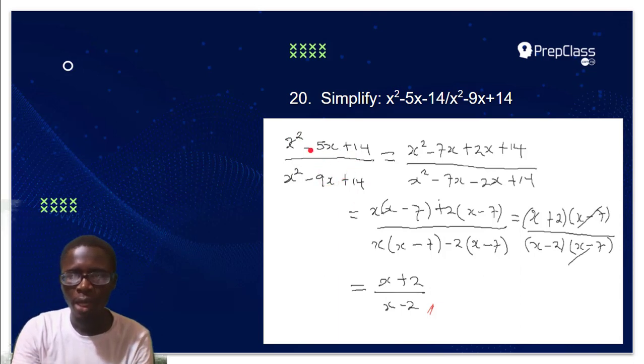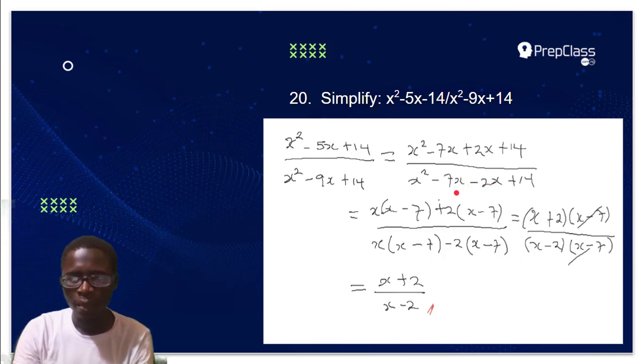So from here, by the time we try to factorize this out, x squared times positive 14 is going to give us positive 14x squared. So we need factors of positive 14x squared, and this whole sum will give us minus 5x. Minus 7x plus 2x will do the job. In the same vein, for the denominator, we need factors of plus 14x squared whose summation is going to give us minus 9x, and we have minus 7x and minus 2x being those factors.